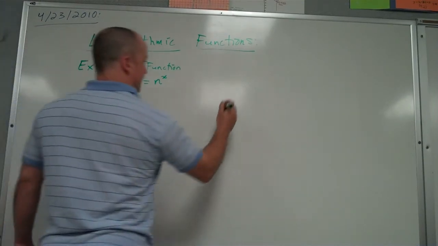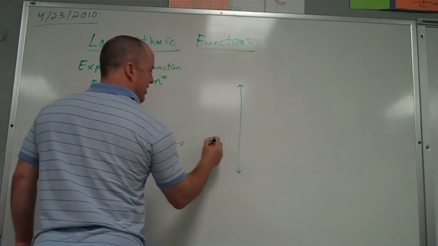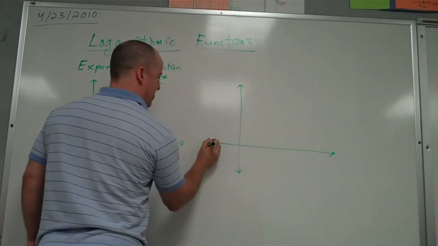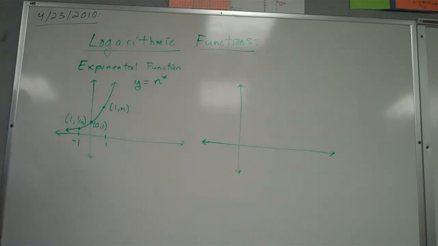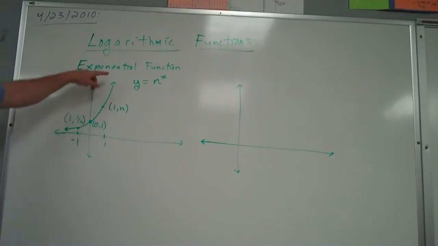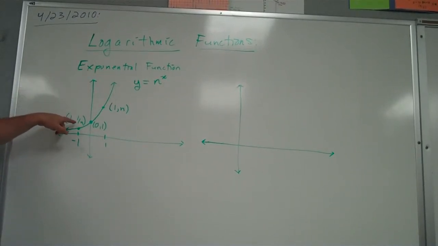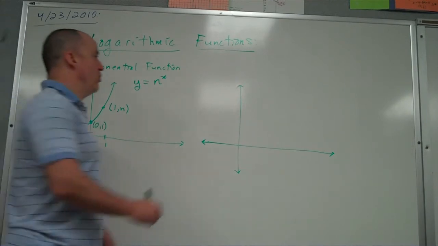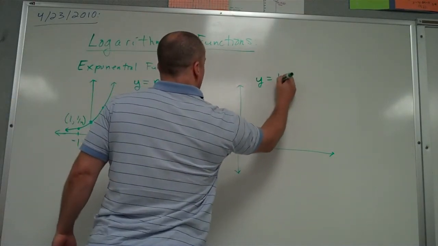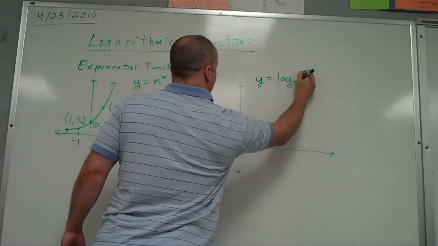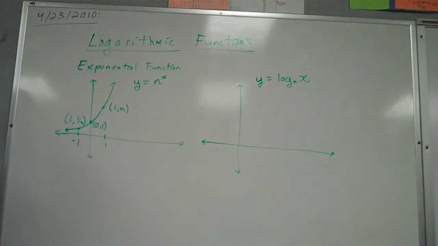We can graph the inverse function. To invert a function means you switch what? Without the exponent, you switch the x and the y. So if y equals n to the x passes through 1 comma 1 over n, what does y equals log base n of x pass through? Switch the x and y points. So what's the switch of 1 comma 1 over n? It's going to be 1 over n comma 1.